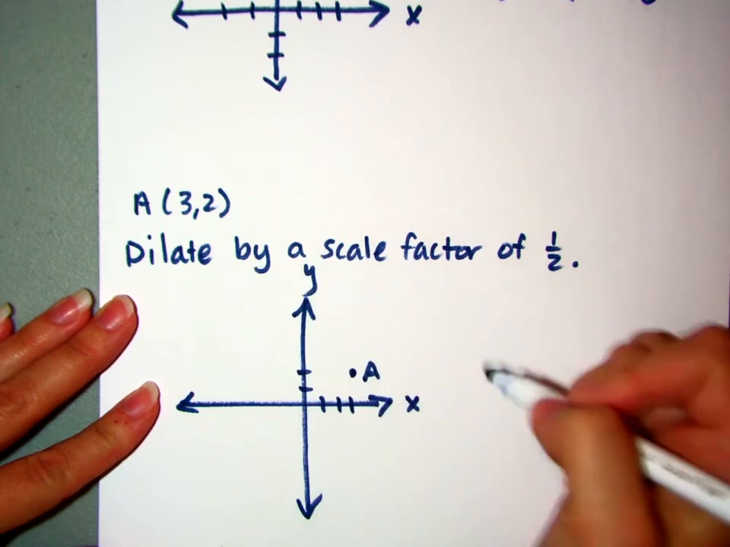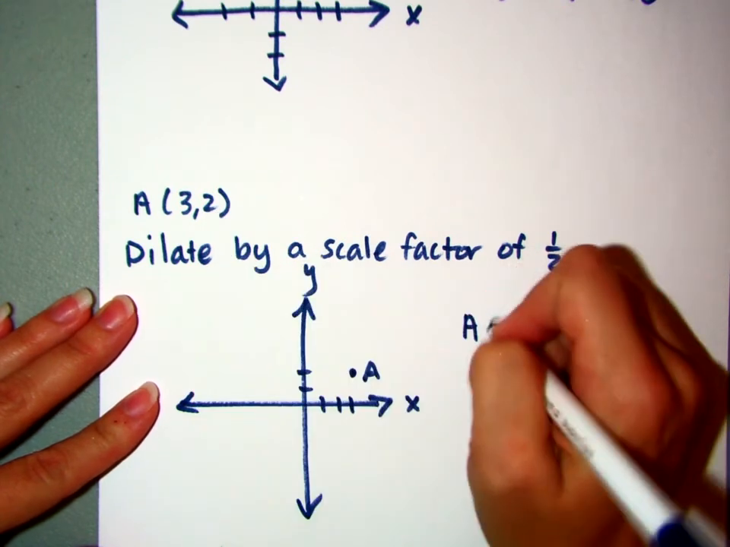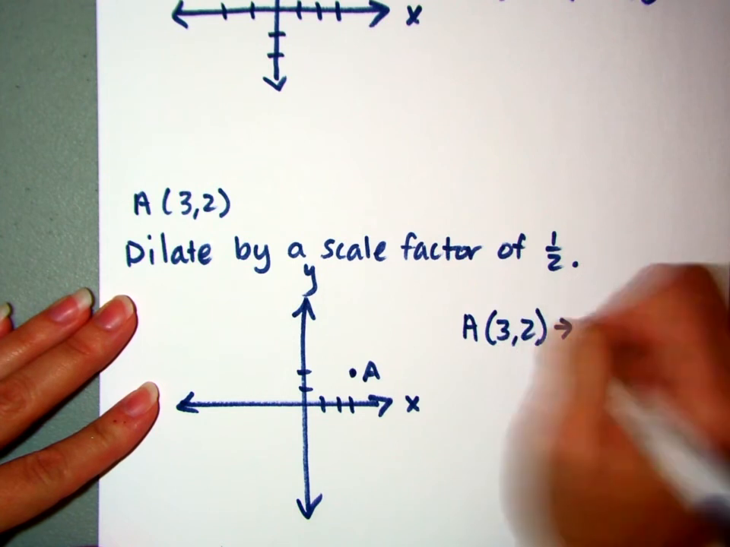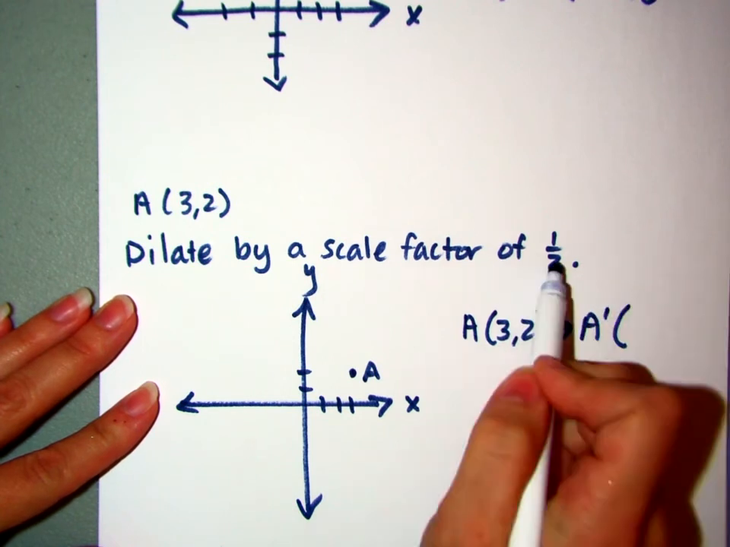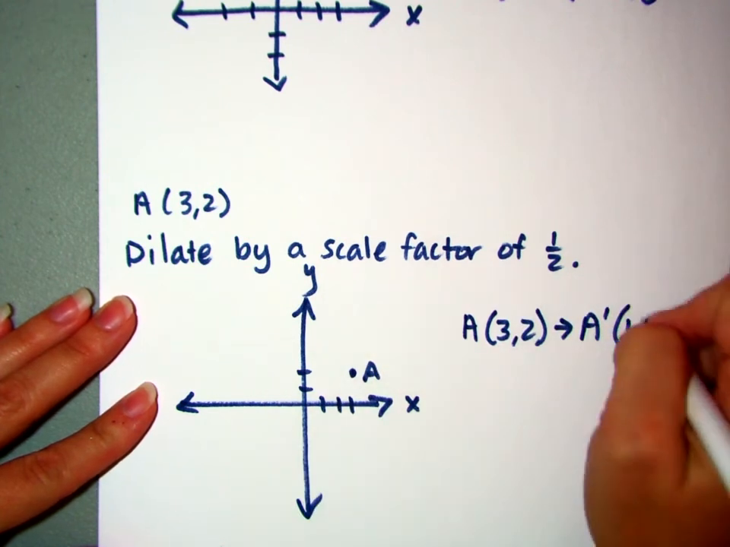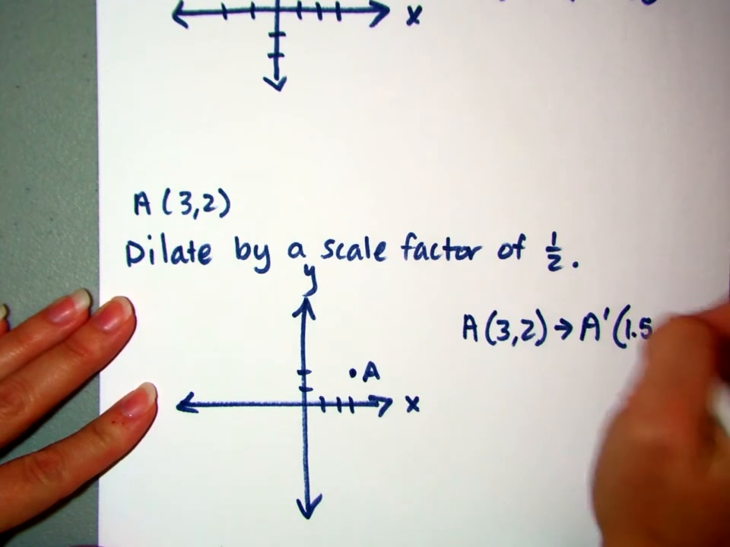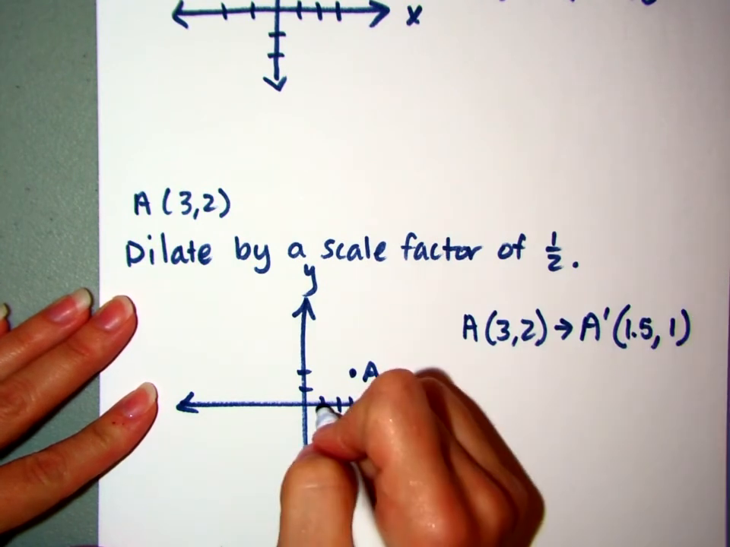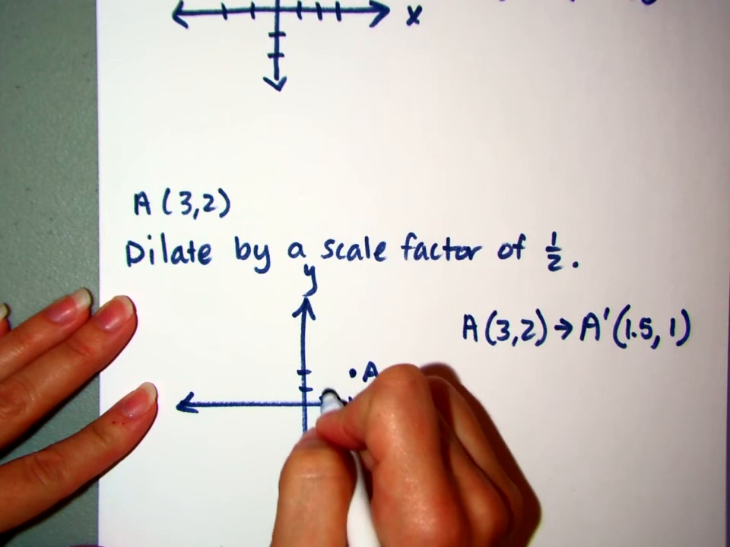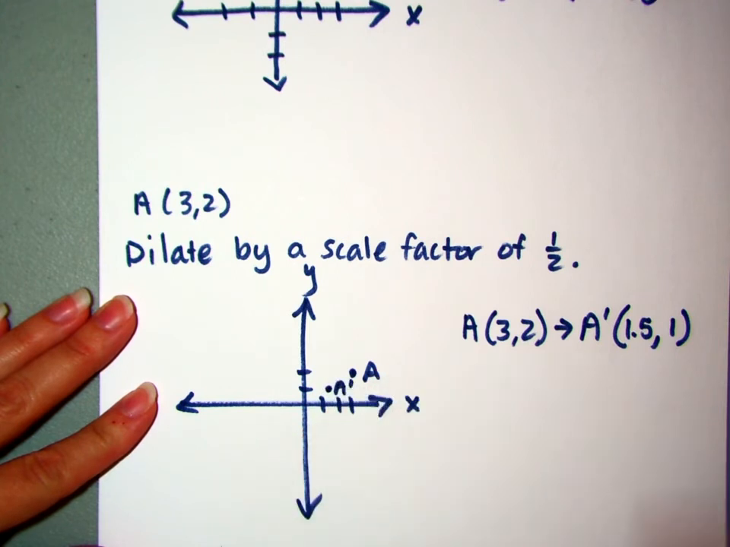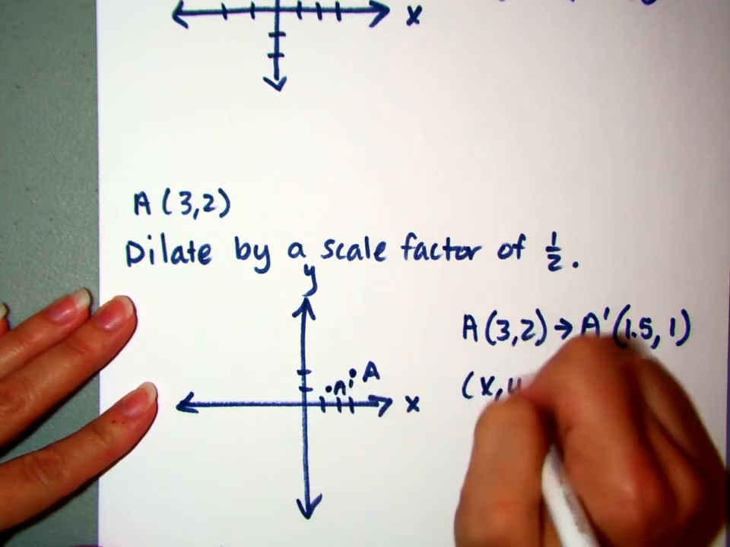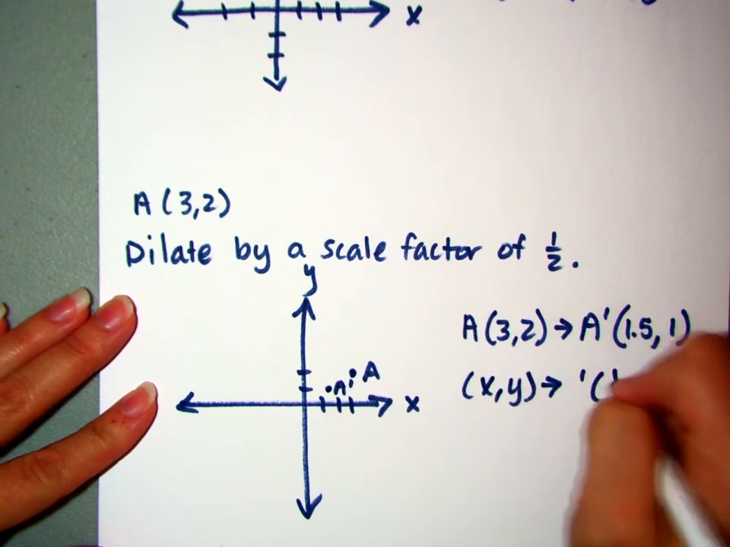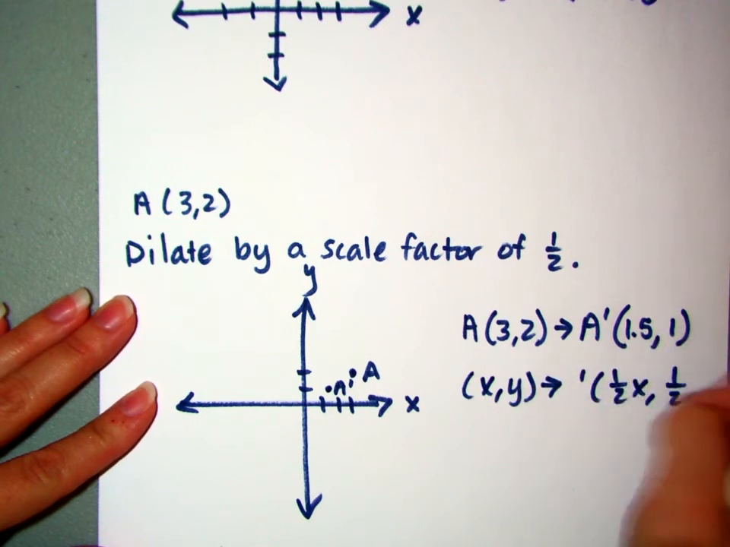Now, if we dilate this by 1/2, look at what happens here. Our A, which is at 3, 2, becomes A prime, which means we're going to multiply 1/2 times 3, which would be 1.5, and 1/2 times 2, which would be 1. So the A prime would be here at 1.5, 1. So we could call that A prime right there. The rule, x, y becomes 1/2 times the x and 1/2 times the y.